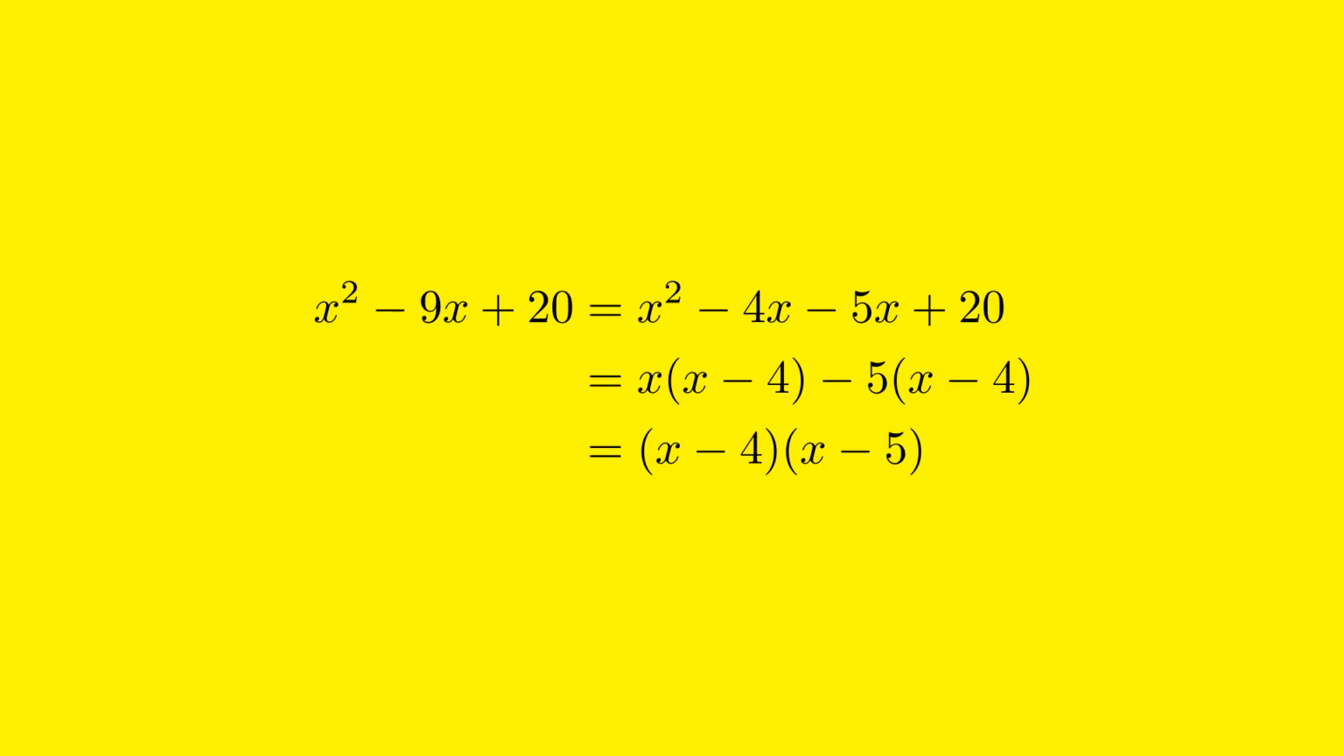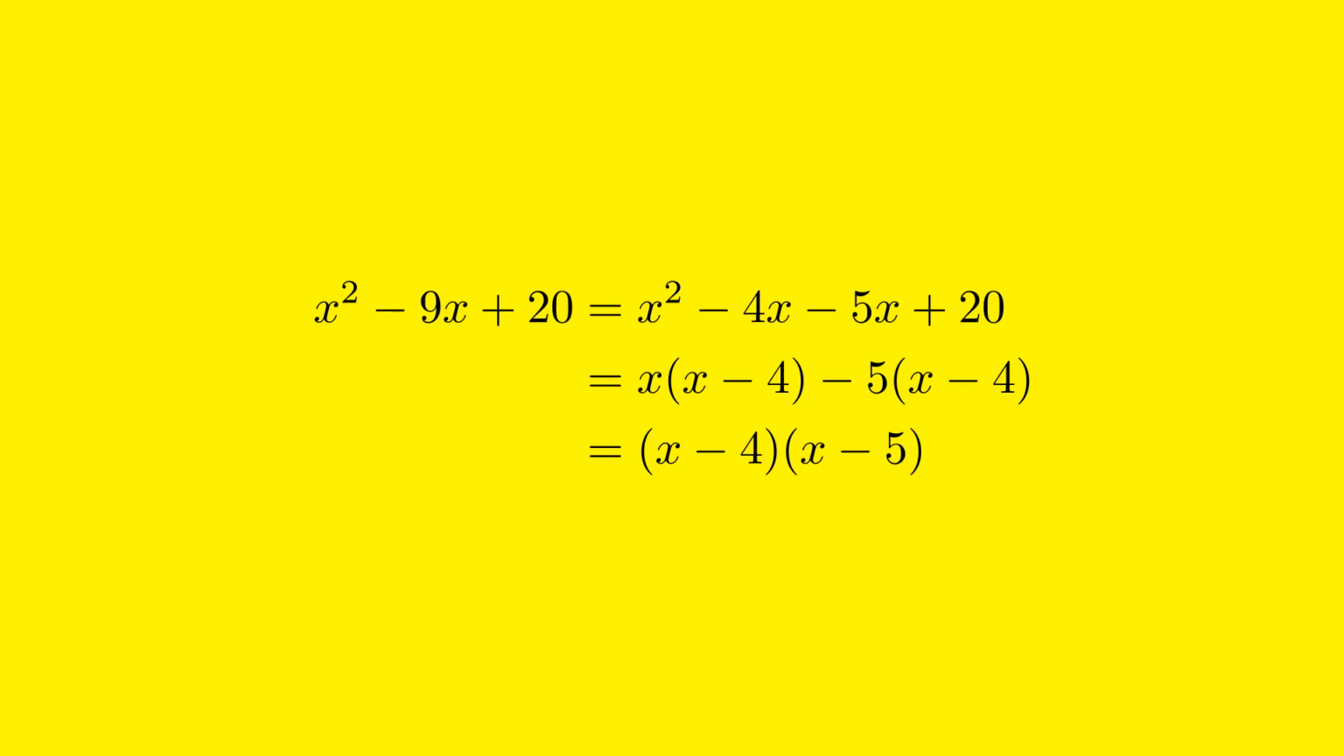Let's consider minus 4 and minus 5. Multiplying them, we get 20, which is the constant term in our given expression. And if we add minus 4 and minus 5, we get minus 9, which is the coefficient of the x term in our expression, after considering the sign. Now we're going to write the given expression as x squared minus 4x minus 5x plus 20. Notice that this is the same as the original expression, because minus 4x minus 5x is indeed minus 9x.